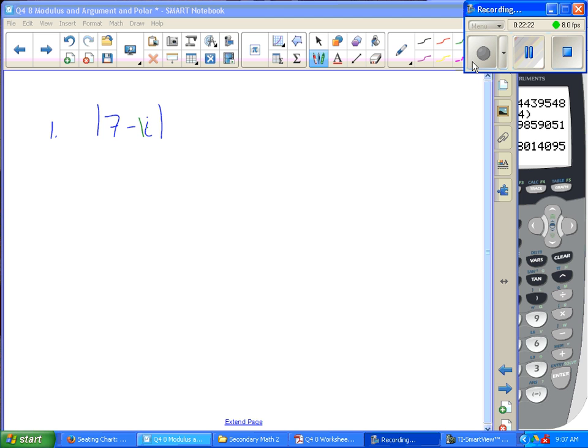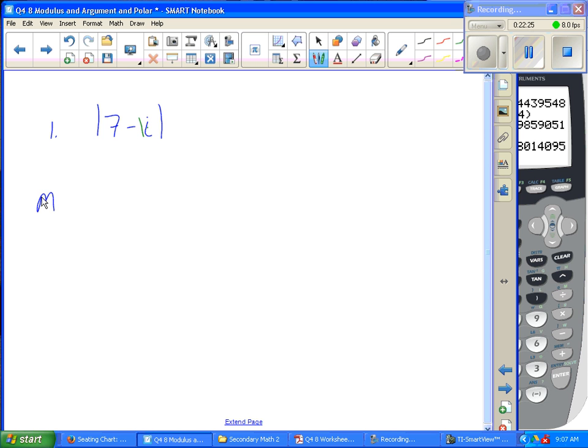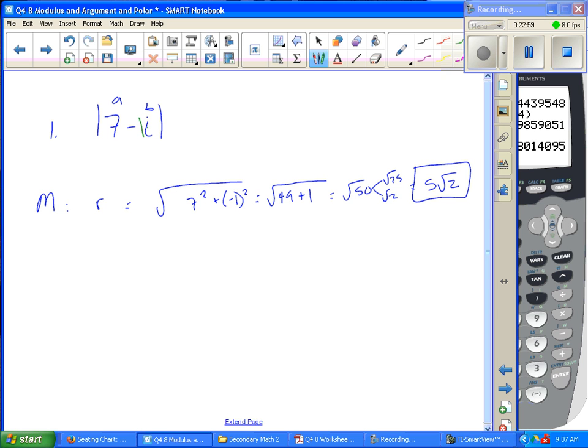Okay, so for this one, let's just start with the modulus. The modulus you guys seem to not have the problems with as much. The modulus, A is 7, your B is negative 1. So we do 7 squared plus negative 1 squared, which is root, and then 49 plus 1, which gives me root 50. Root 50 is the same as root 25 times root 2, so it becomes 5 root 2. So 5 root 2 was the correct answer for the modulus.